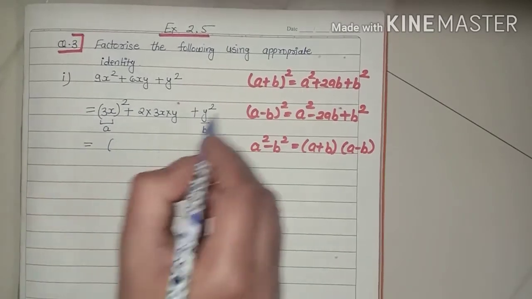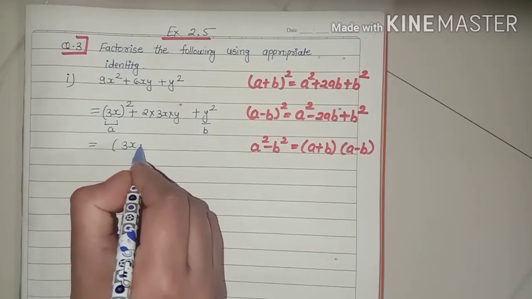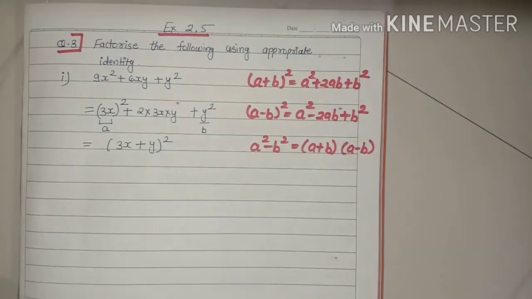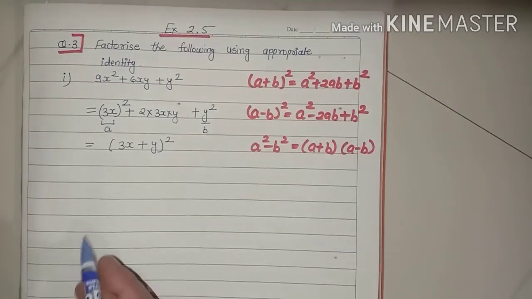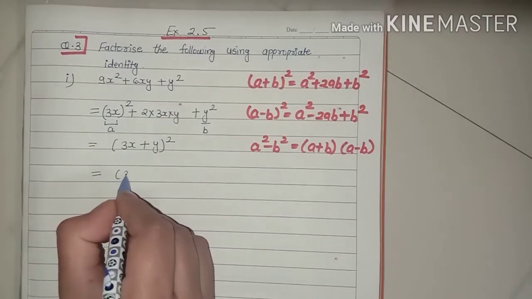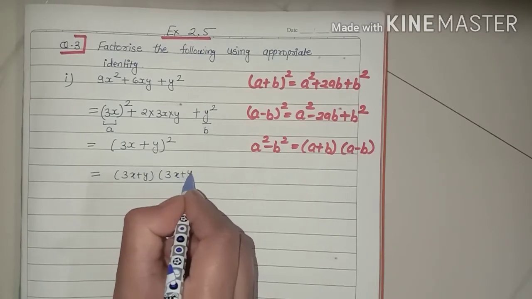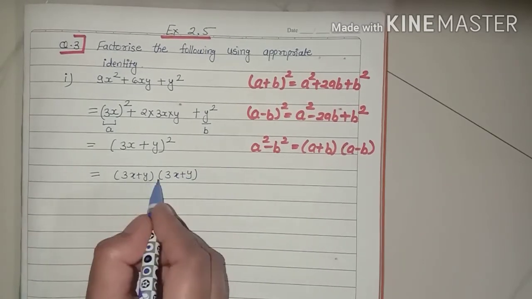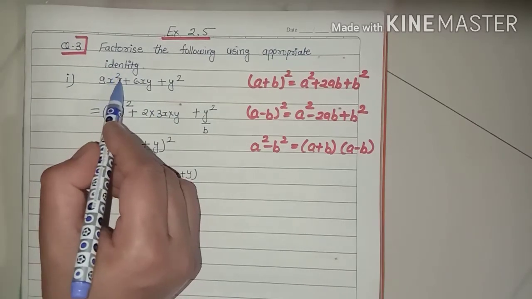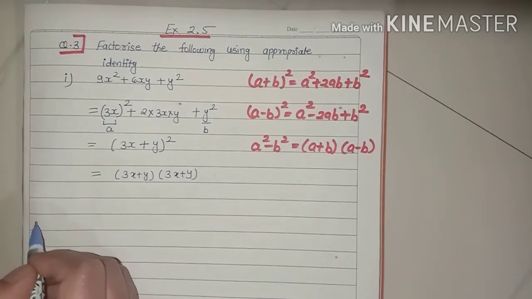So how can we write this? a plus b whole square. In place of a we will write 3x, plus in place of b we will write y, whole square. 3x plus y whole square. Again we can break this into parts: 3x plus y into 3x plus y. So we find the two factors of this given polynomial. Since the degree of this polynomial is 2, we find two factors.